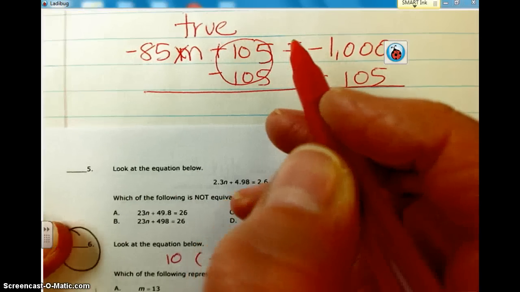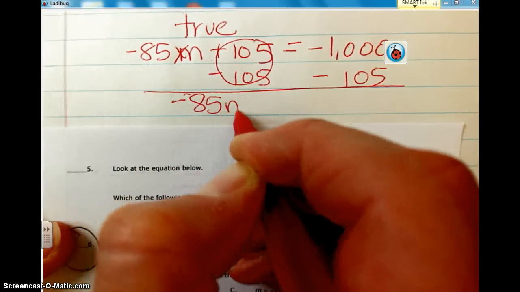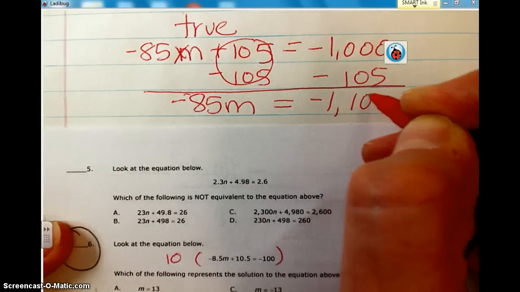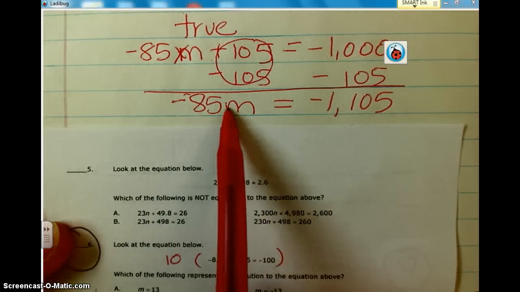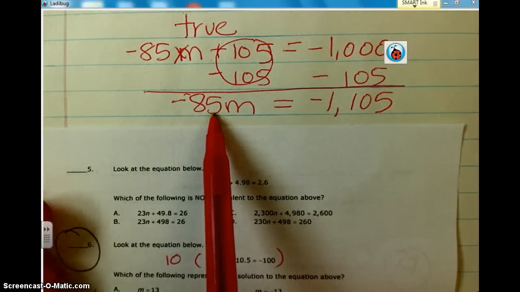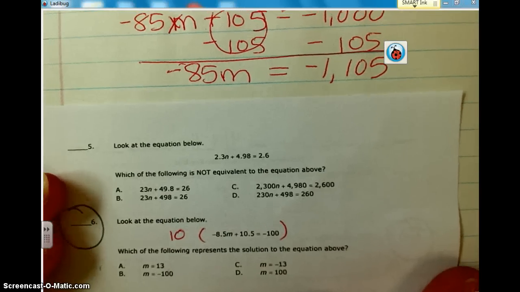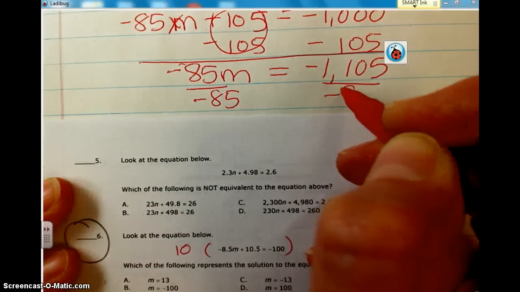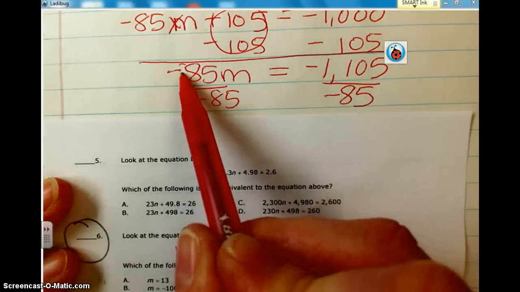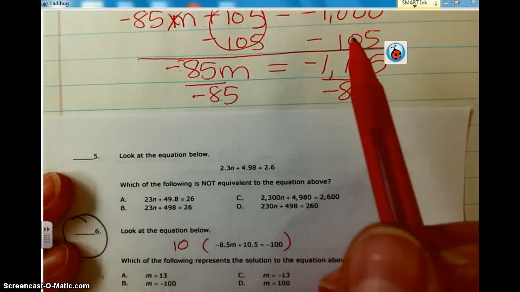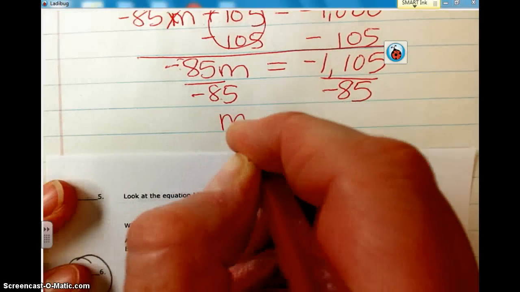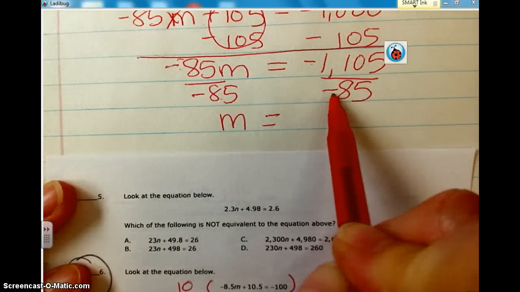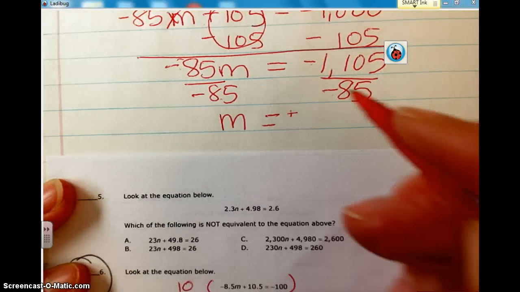This becomes a zero pair. I get negative 85m is equal to negative 1,105. This right here, negative 85m, is telling us that we're multiplying. The opposite of multiply is division, so I'm going to divide both sides by negative 85. Negative 85 divided by negative 85 simplifies to a 1, so we're left with 1m is equal to negative 1105 divided by negative 85, which is going to give me a positive answer.